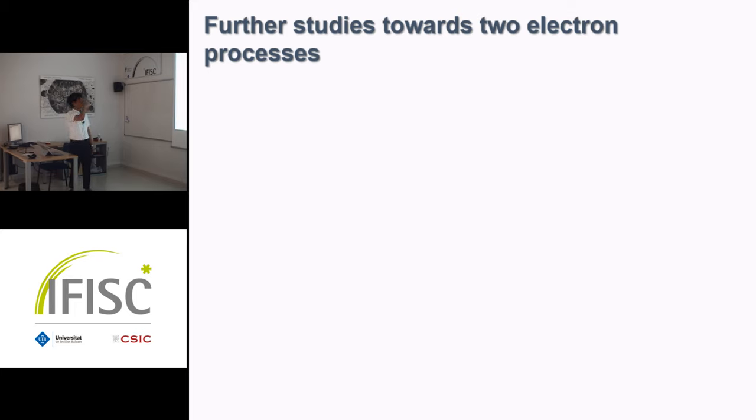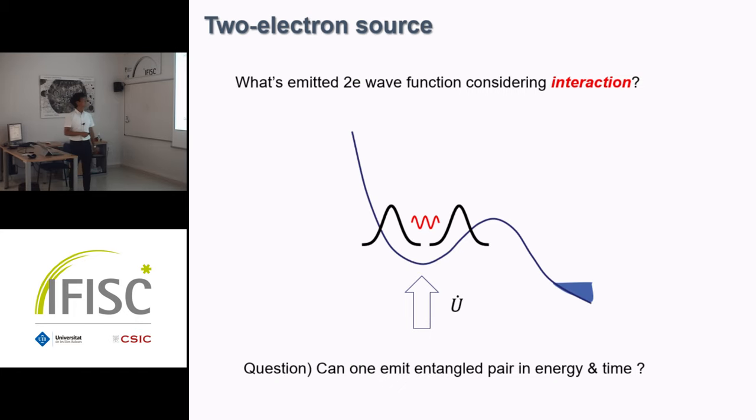And yeah, as the final part, I'll talk about my further studies, which are in progress, about two-electron processes. First, we can use the dynamical dot as a two-electron source, but there has been no study on how the interaction between the electrons affects the emitted wave function. In this source, you are raising the potential bottom at some rate. And I think depending on this rate, the emitted wave function will be different. My open question is, can we emit an entangled pair in energy and time? Because we can measure the energy and time.